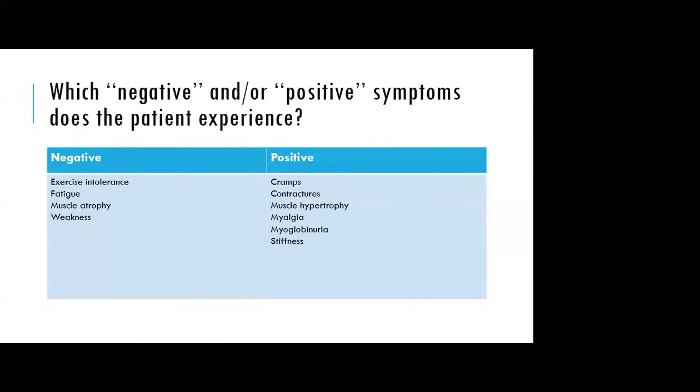What negative and positive symptoms does the patient experience? The negative symptoms are exercise intolerance, fatigue, muscle atrophy, and weakness, whereas the positive symptoms are cramps, contractures, muscle hypertrophy, myalgia, myoglobinuria, and stiffness.